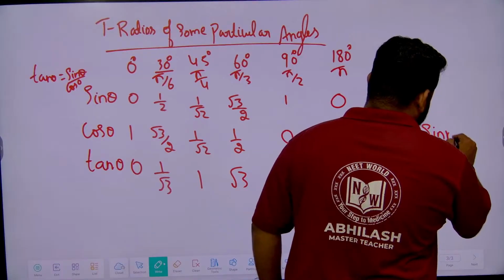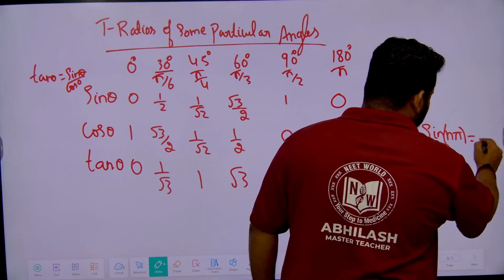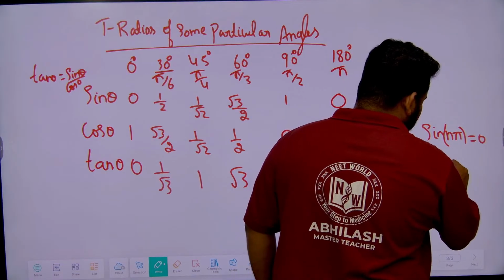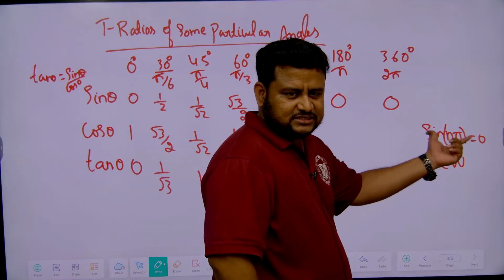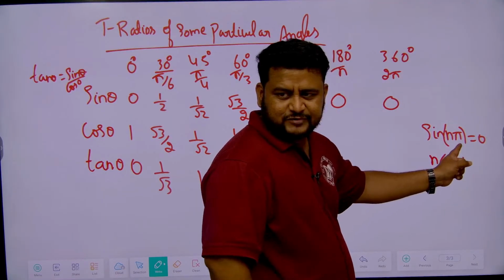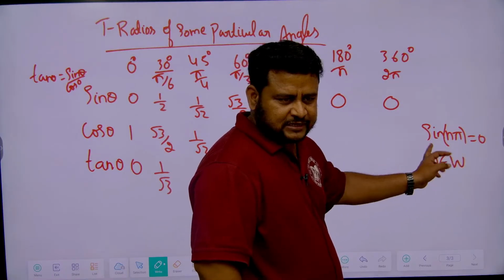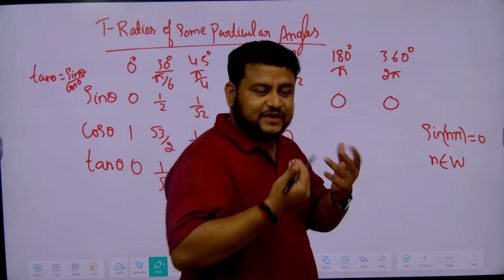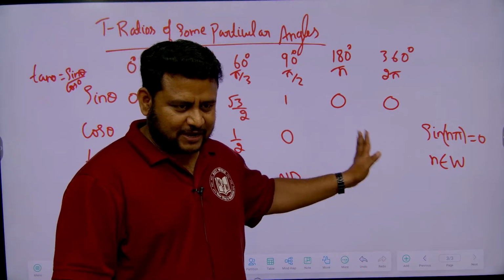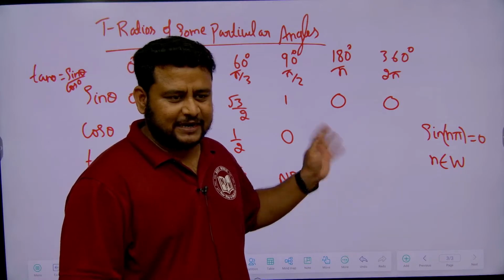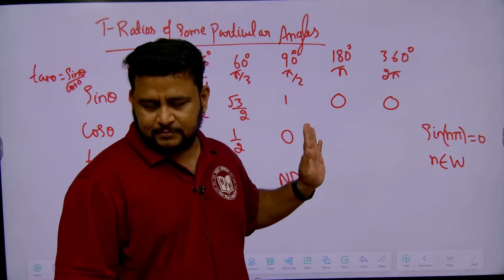So if I write sine of n pi, it will be equal to 0, where n belongs to natural numbers, also I can write whole numbers. When n is 0, it will become sine 0, which is also 0. When n is 1, it will become sine pi, which is 0. When n is 2, sine 2 pi is also 0. Sine 3 pi is also 0. Sine of any pi is 0. No need to think too much about it. Whenever you see sine of any pi, 2 pi, 5 pi, 10 pi, 100 pi, 2000 pi, anything, the answer will be 0 only. Please keep this in mind.